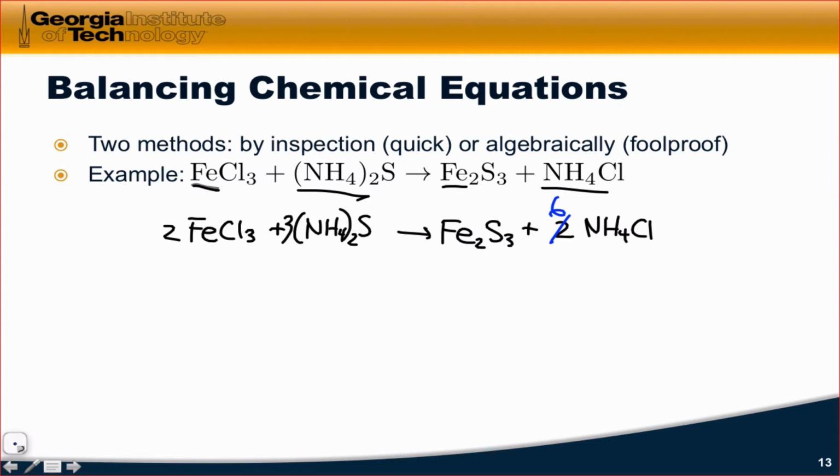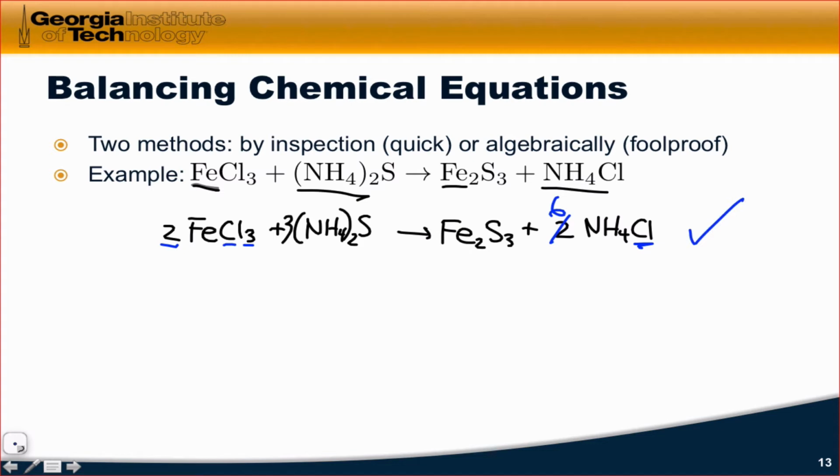And now notice that this is pretty cool. We've just balanced for chlorine: 6 Cl's on the right and 2 times 3 equals 6 chlorines on the left as well. So now are we completely balanced? Well, we've got 2 irons on the left and 2 on the right. We've got 3 sulfurs on the left and 3 on the right, 6 chlorines on the left and 6 on the right, and 6 ammoniums on the left and 6 on the right. And so indeed, we are completely balanced. I won't show the algebraic method here.